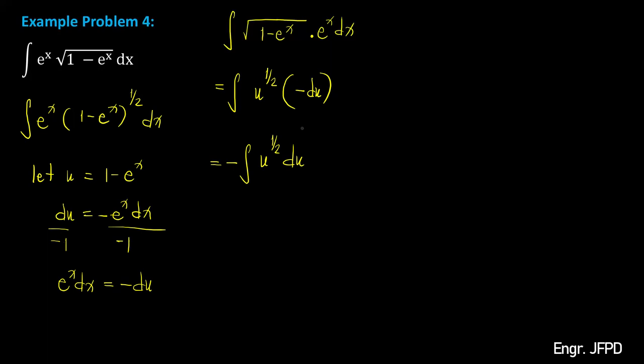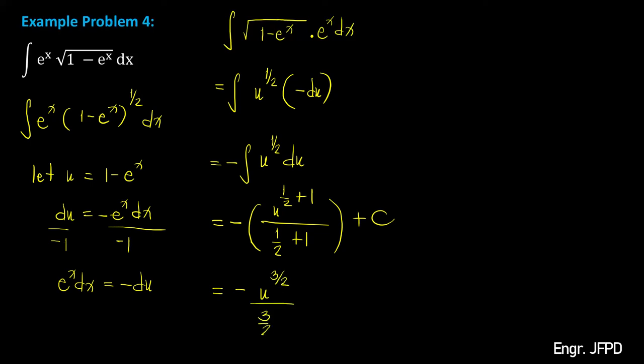And from the u raised to 1 half du, we can apply here the general power formula. And this is now equal to, first, copy the negative 1. And this will be u raised to 1 half plus 1 for our exponent, over n plus 1, which is 1 half plus 1, then plus c. Try to simplify further. This is now negative, and for u raised to 1 half plus 1, the 1 half plus 1 is 3 over 2. This is now u raised to 3 over 2 divided by 3 over 2, then plus c. Try to simplify further.